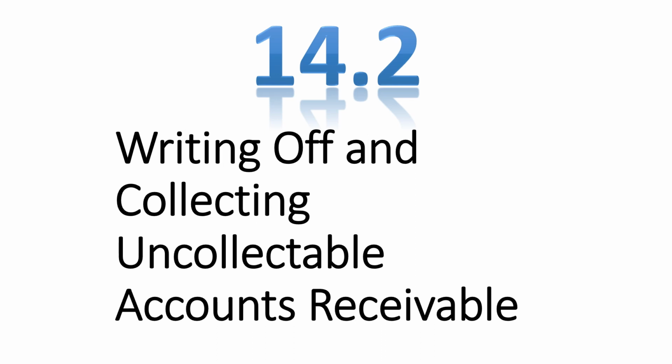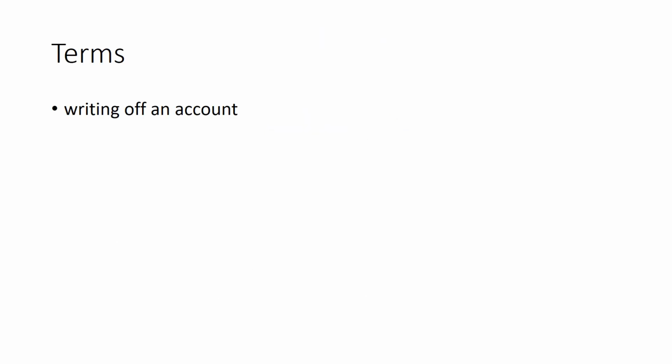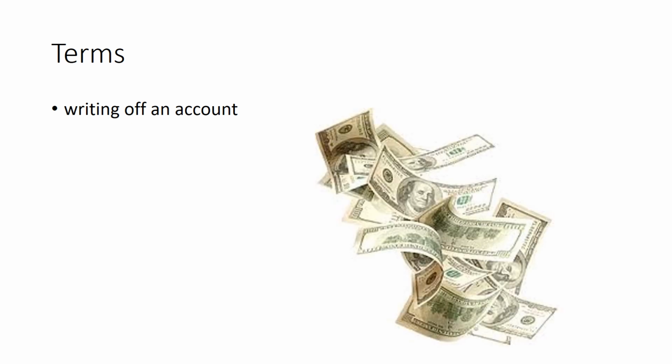Chapter 14.2, Writing Off and Collecting Uncollectible Accounts Receivable. So in 14.1, we forecasted how much uncollectible accounts we would receive. 14.2, what happens when it really does happen, when they are written off. Now, a couple things to talk about when you do write off an account.